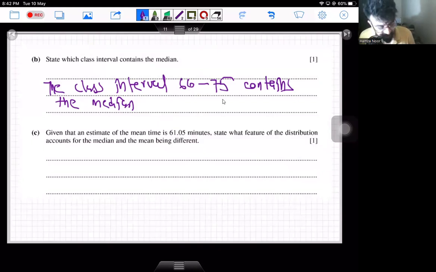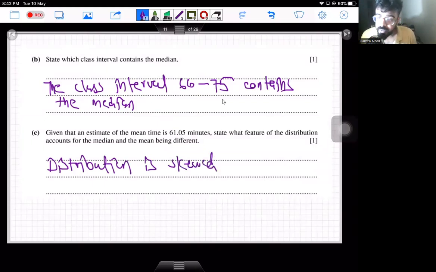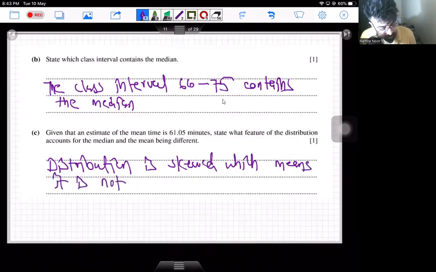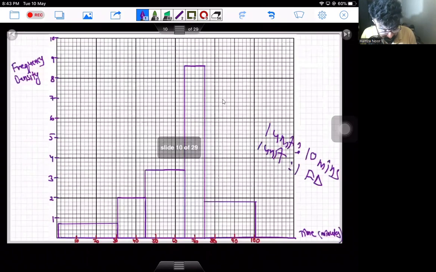So you will just state the fact that the distribution is skewed, which means the distribution is not symmetric. Even if you just state the fact that it is not symmetric, or you just state the fact that it is skewed, you will get your complete 1 mark. Distribution is skewed, which means it is not symmetric. Symmetric or symmetrical, both mean the same. So this was question number 3, and this was worth 6 marks.